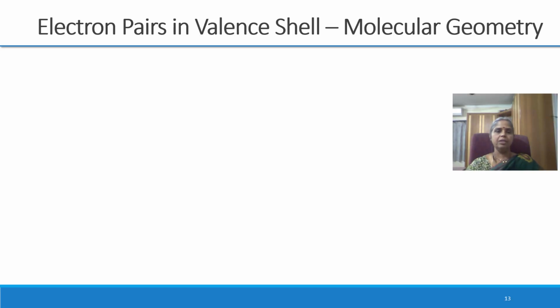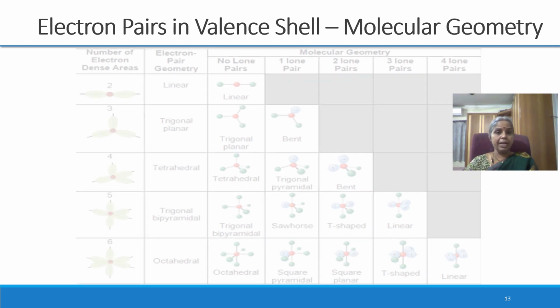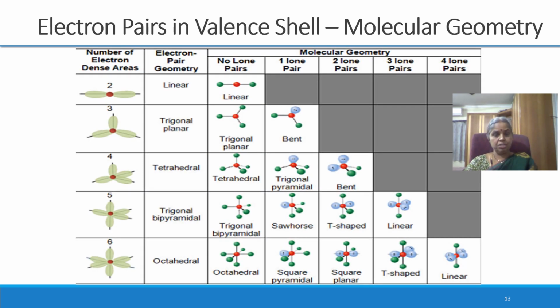Now let us see the molecular geometry with electron pairs in the valence shell. Suppose the molecule is having lone pairs. You can see the first case here: two pairs of electrons in the valence shell of the central atom. Molecule is linear. There are only two pairs and both are bond pairs, so there is no deviation, and the bond angle is 180.